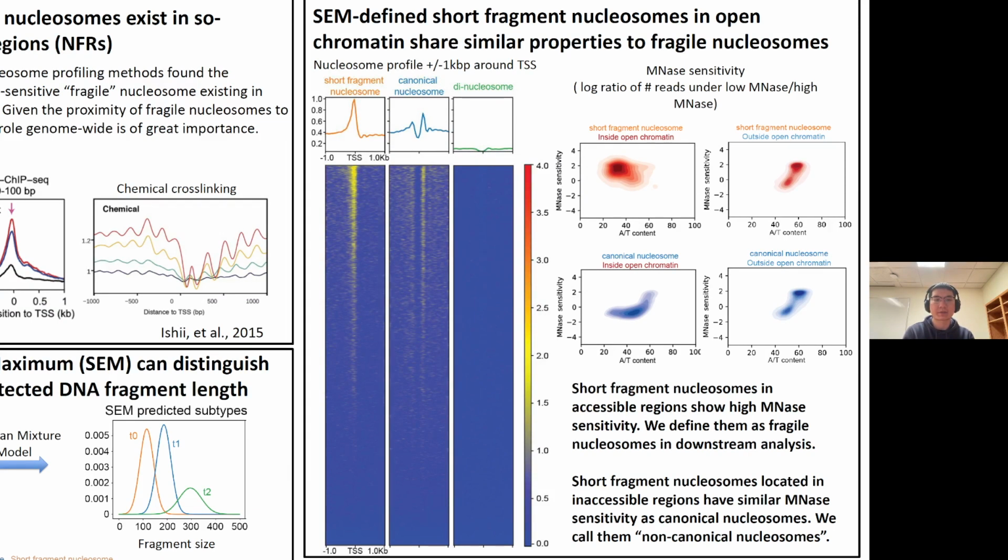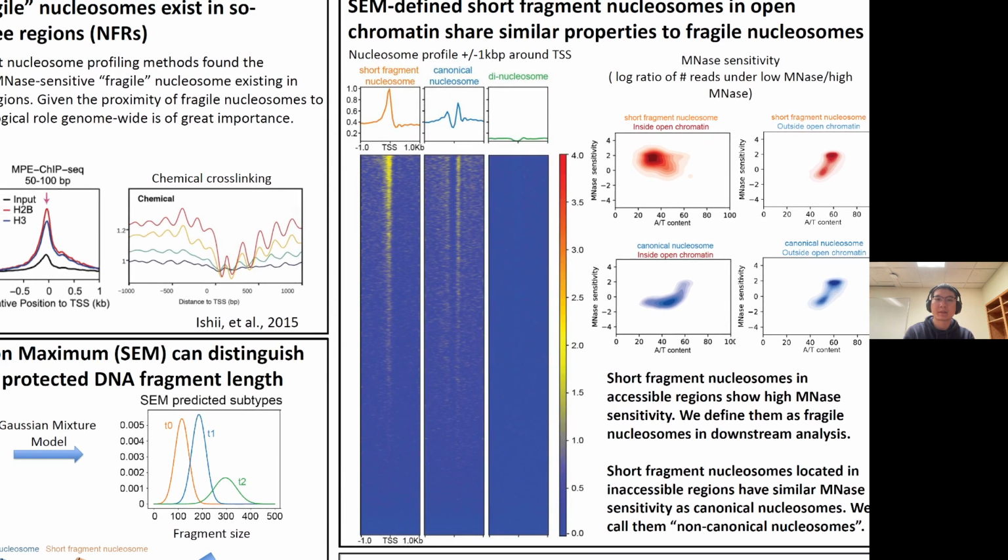SEM to a low MNase ChIP-seq H2B dataset to see if SEM can successfully identify the fragile nucleosome. SEM found three different nucleosome types on this dataset. According to their protected DNA fragment lengths, we call them short fragment nucleosome, canonical nucleosome, and dinucleosome. As we can see here, the distribution of short fragment nucleosome around the transcription start site is very similar to previously reported fragile nucleosome.